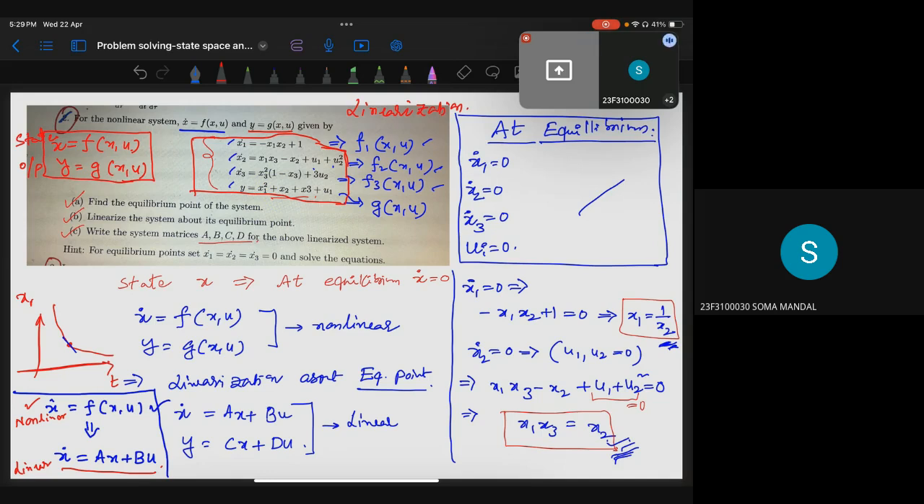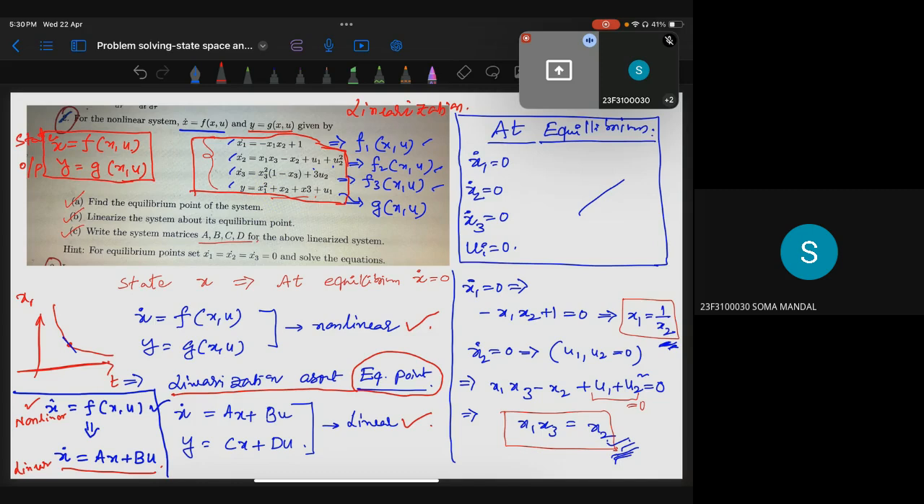Yes, sir. Okay. So to find the linearized model, first we consider the nonlinear equations. Then we linearize with respect to an equilibrium point, about an equilibrium point. Then we get these linear equations, in terms of x dot is equal to ax plus bu, y is equal to cx plus du.